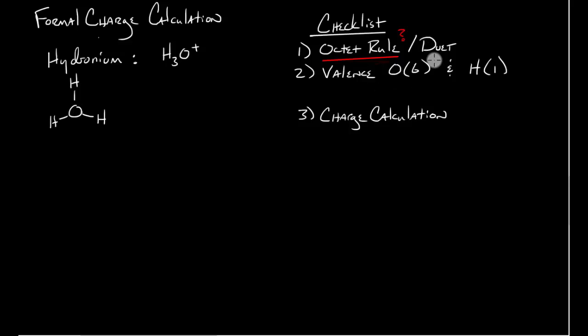So the next thing is the duet rule. Let's think about the duet for each one of these hydrogens. Each one of these hydrogens shouldn't have more than 2, and right now we have 2 for this one, 2 for this one, and 2 for this one. So it seems like we're doing okay with the duet rule.